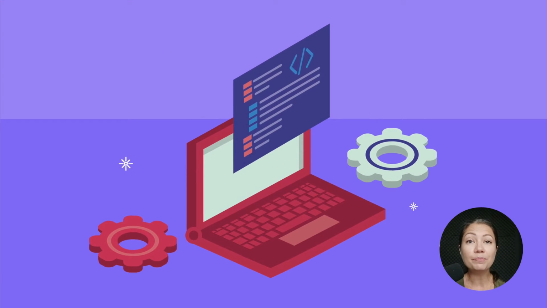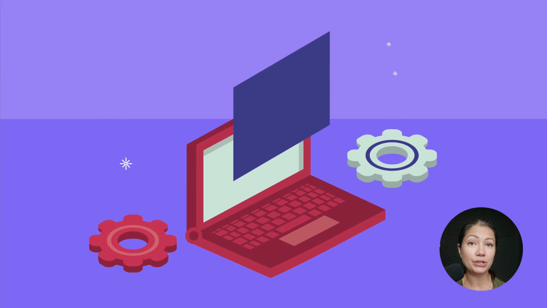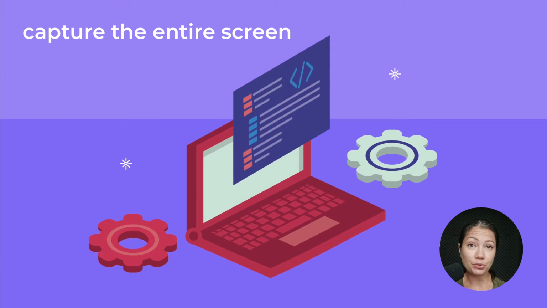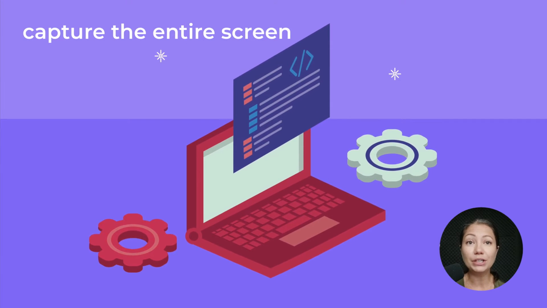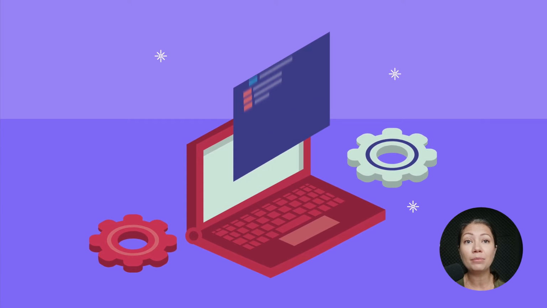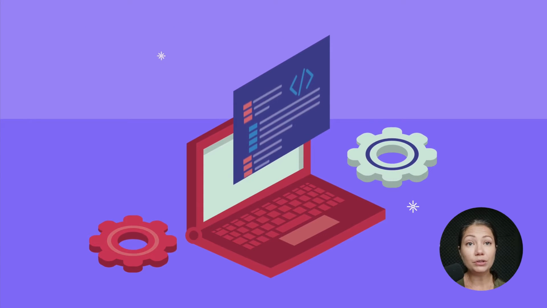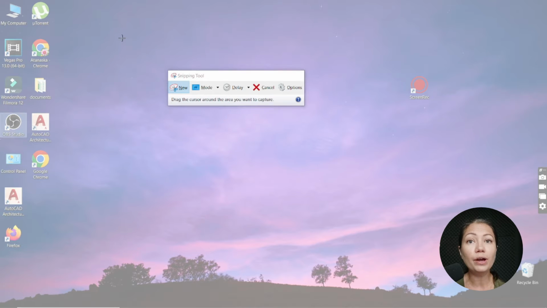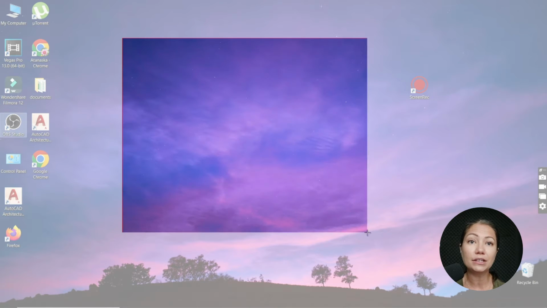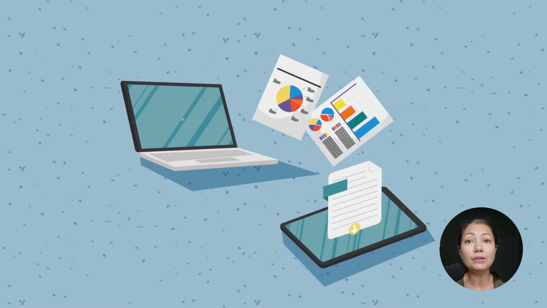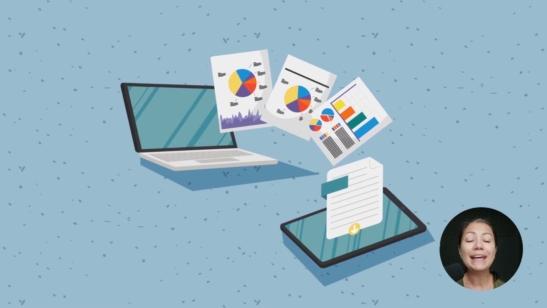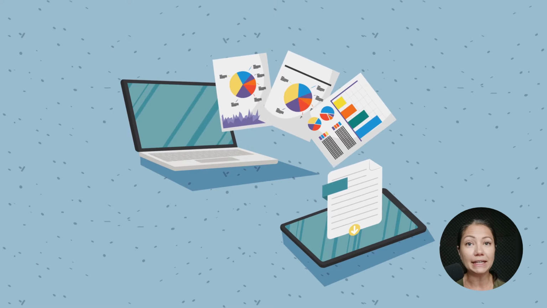Like, for example, with print screen, you can only capture the entire screen. If you wish to capture only a specific portion, you'll need to spend additional time editing the image. A good alternative is snipping tool, where you have more freedom in selecting your area, but it also has some downsides, like for example, you need to download the screenshot and then upload it where you need it.